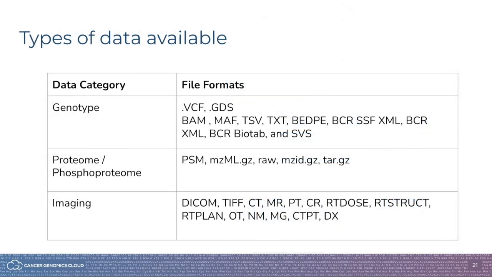Let's talk about the types of data that are available. Some of the categories of data include genotype, proteome, or phosphoproteome, and imaging data. Popular formats for each of these data categories are listed in this table.